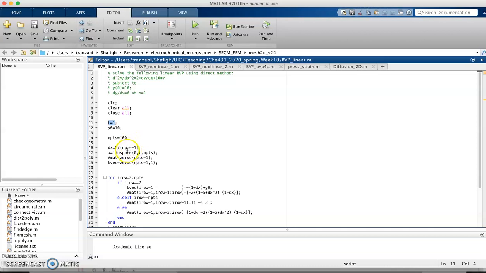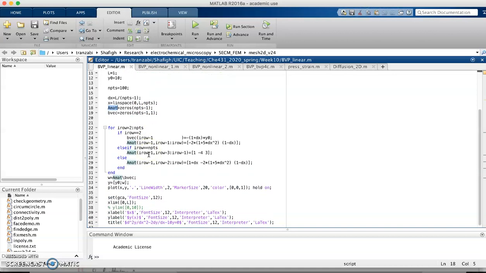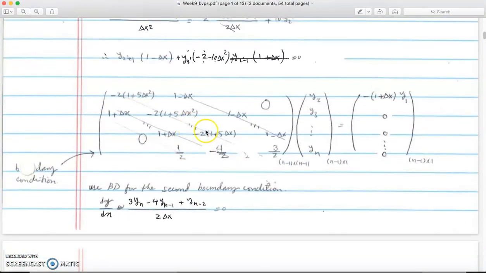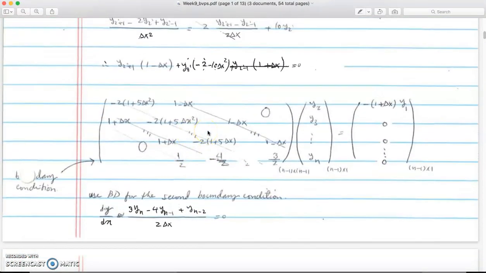So I create my coefficient matrix, which is now n minus 1 by n minus 1. It's a square matrix. My B matrix is n minus 1 by 1, which is the right side vector. Alright, so if you remember, in this matrix I have 3 types of rows. The first row is different because I only have 2 elements in that row. All other rows, except the last row, have 3 elements, and they're exactly the same.